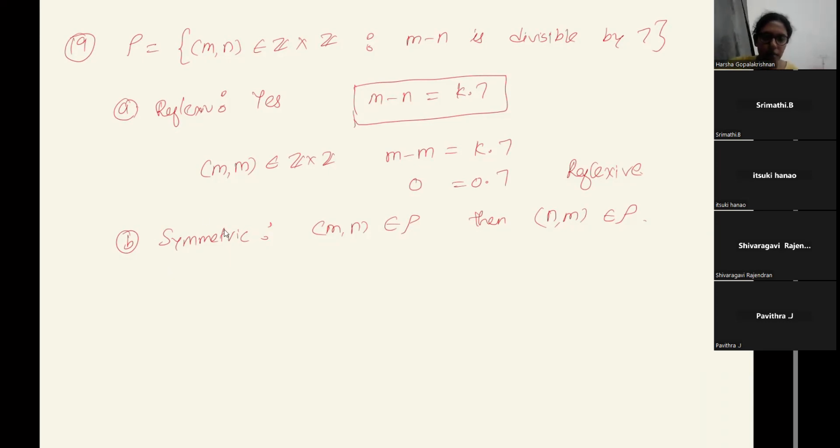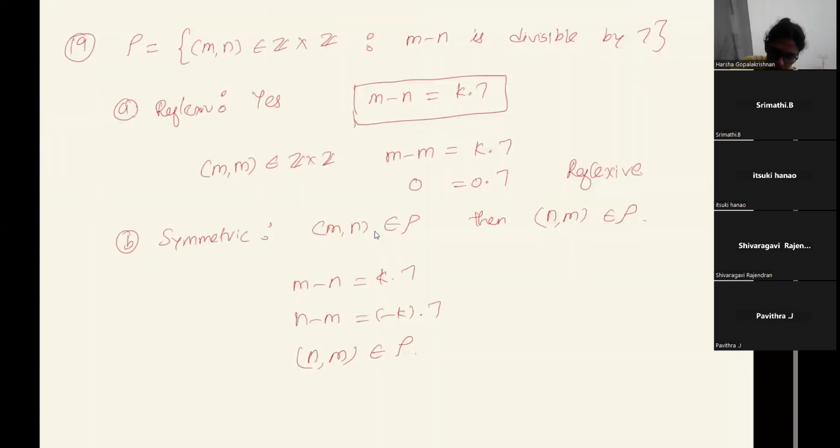Okay, now let's see the symmetry condition. (m, n) belongs to rho means m minus n is a multiple of 7. That means, just as in the earlier case, we can write n minus m equals, taking the negative on both sides, minus k into 7. So again, n minus m is also a multiple of 7. So n is related to m, that is, (n, m) belongs to rho. Clear? Yes. Okay.